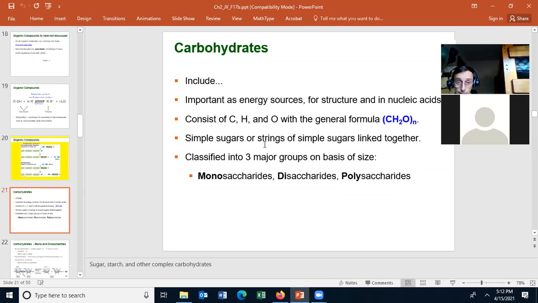Carbohydrates include the simple sugars or strings of sugars put together to make the complex carbohydrate. You can classify carbohydrates into 3 major groups based on their size. The smallest are the monosaccharides. That would be something like glucose and fructose. And then 2 of the monosaccharides make a disaccharide. That would be table sugar, or sucrose. I almost lost it there. And then many monosaccharides put together are the polysaccharides. These are the complex carbohydrates, such as starch and glycogen and cellulose.